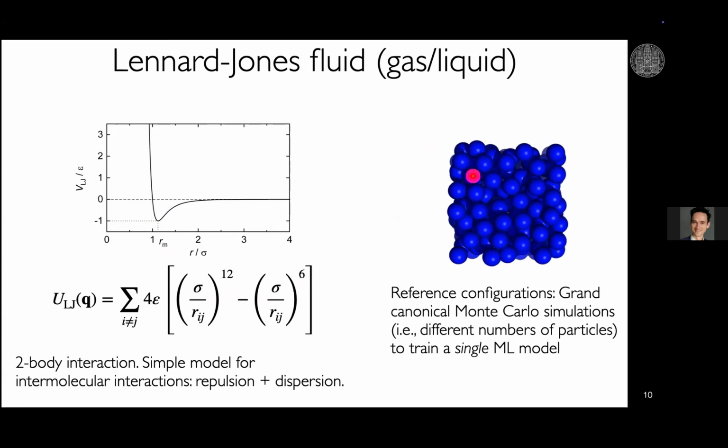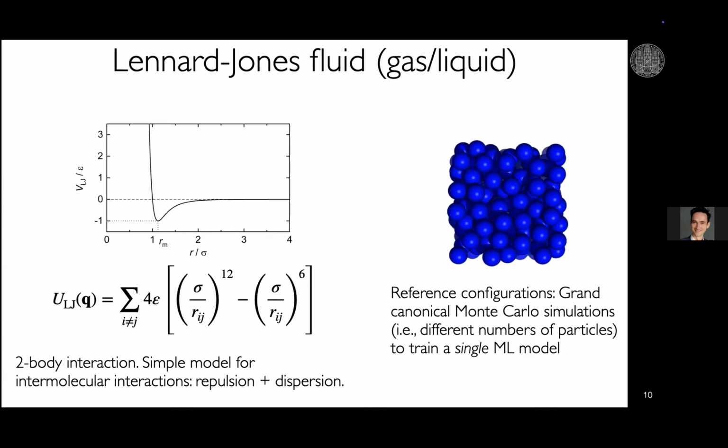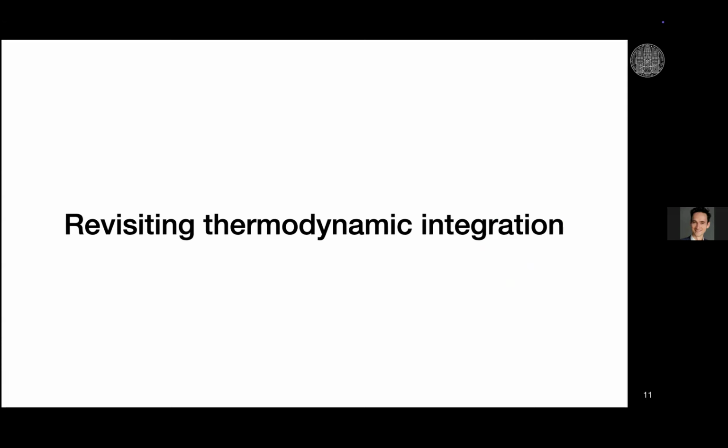So these look like this. There would be periodic boundary conditions, right? And we've used grand canonical Monte Carlo simulations to generate training data according to this interatomic potential. What we're going to do in the end, I'll show you, is that we want to train a single diffusion model for different particle densities. I'll come back to this.